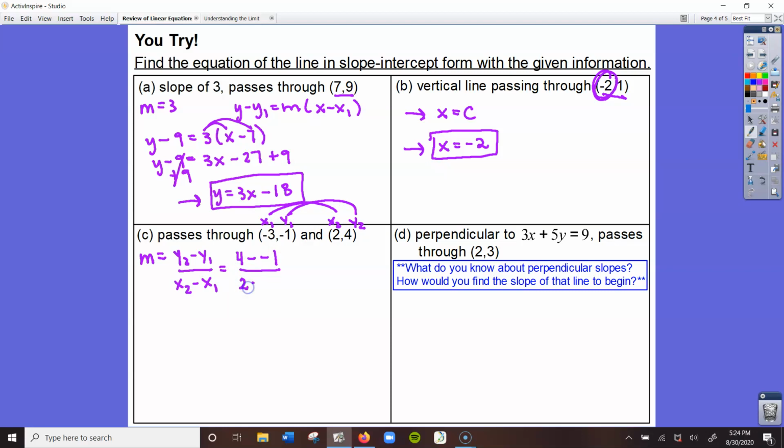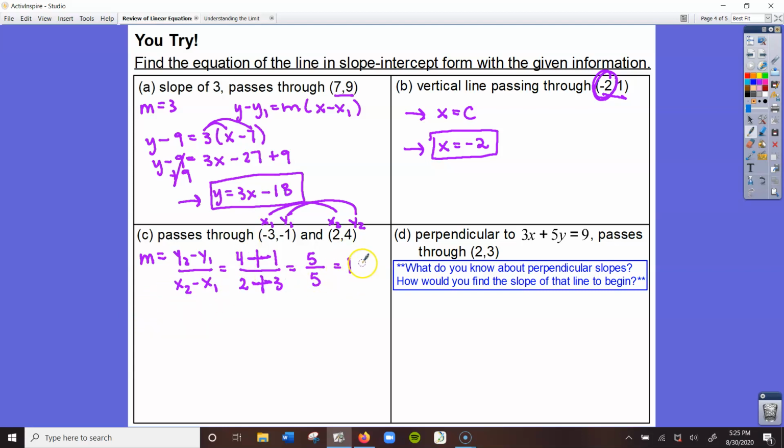2 minus -3. Now it's important to note that when you are going to subtract a negative, what I do is I normally just turn it into one big plus sign. Subtracting a negative means that it's actually adding. So here we have 4 plus 1, which is 5, over 2 plus 3, which is 5. And 5 divided by 5 is 1.